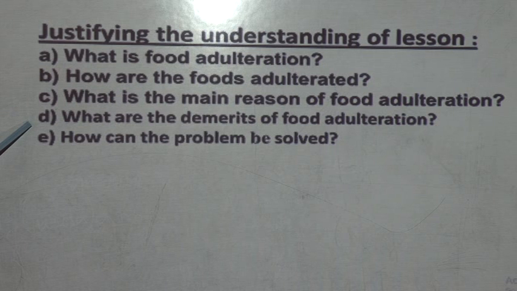Number D, what are the demerits of food adulteration? If we take adulterated foods, we will become victims of different types of chronic disease: cancer, kidney failure, heart attack, etc. How can the problem be solved? This problem can be solved by being conscious. If we people become conscious about the harmful effects of food adulteration, without thinking of maximum profit from this business, and if we deal with fresh food items, then it is possible to solve the problem.